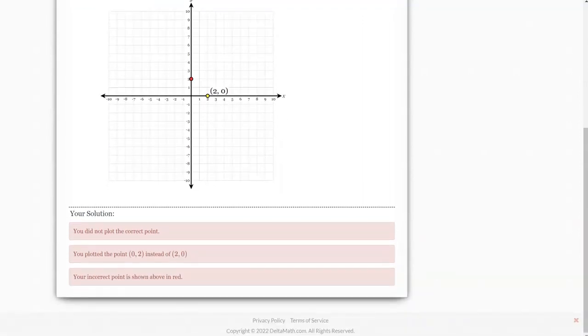Then down here in these red boxes, it tells me what I did wrong. You did not plot the correct point. You reversed the numbers and plotted 0, 2 instead of 2, 0. And your incorrect point is shown in red. So red is what I did, and that's wrong.